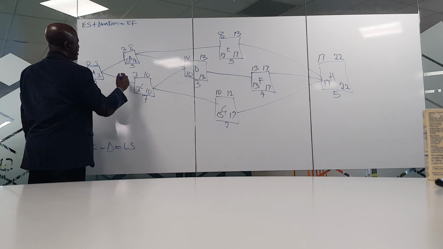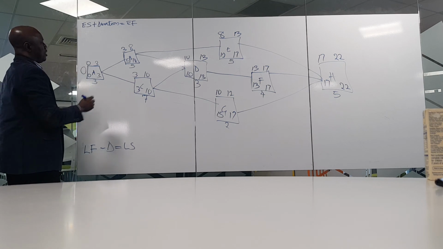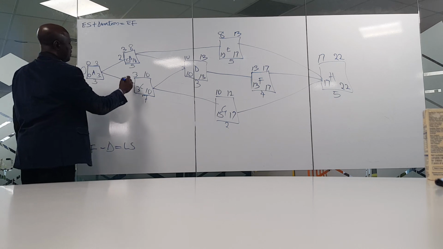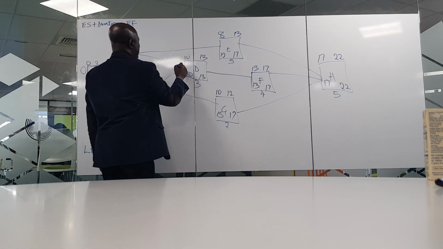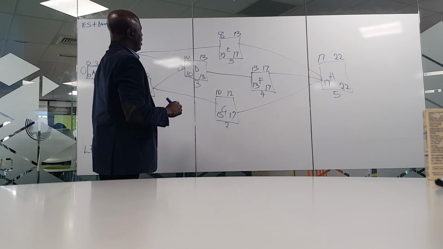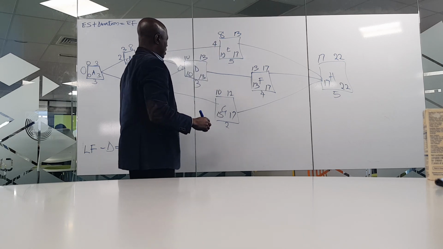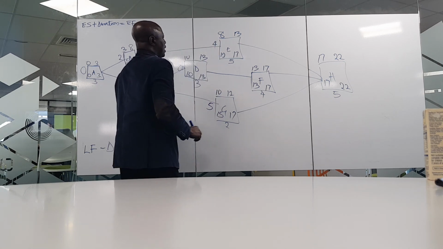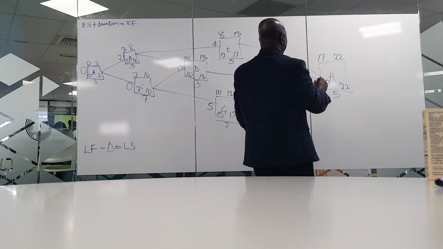Now, if you look at this, 0 minus 0, 0. 5 minus 3, 2. 3 minus 3, 0. 10 minus 10, 0. Here we should have 4, right? Here we should have 3. 5. Oh, sorry, 5. Here we should have 0. Here we should have 0.